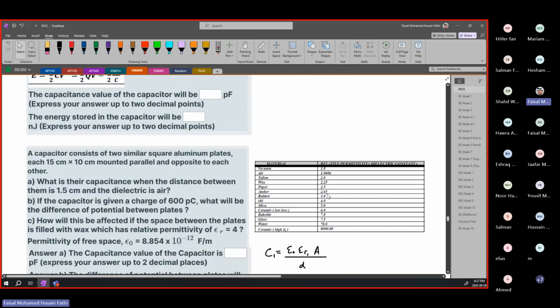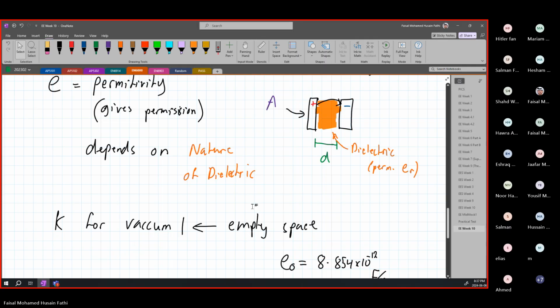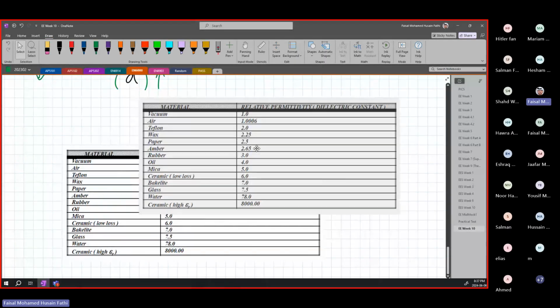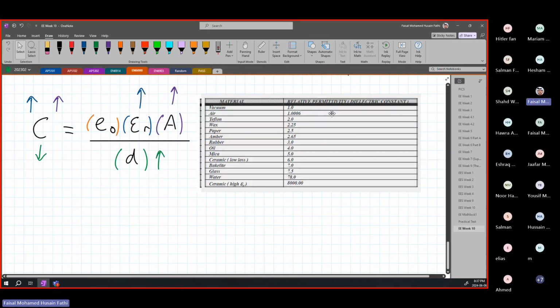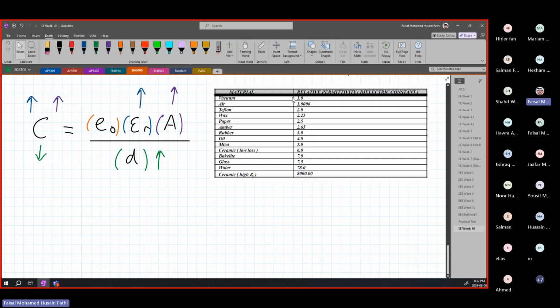Where is the table? This is your table over here. For different materials, you're going to have different relative permittivities. For example, for vacuum, it's just going to be 1. For air, it is going to be 1.0006. Teflon is going to be 2. If you notice, air is the closest to vacuum basically, because air isn't going to be stopping an electric field. But what I want you guys to look at, for example, is ceramic has a very, very high relative permittivity constant, because it is extremely insulating, all right? So that's why it is a very high value.